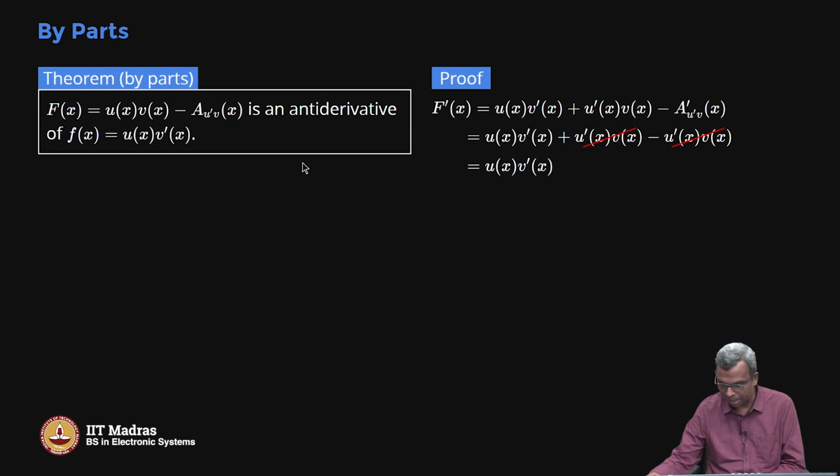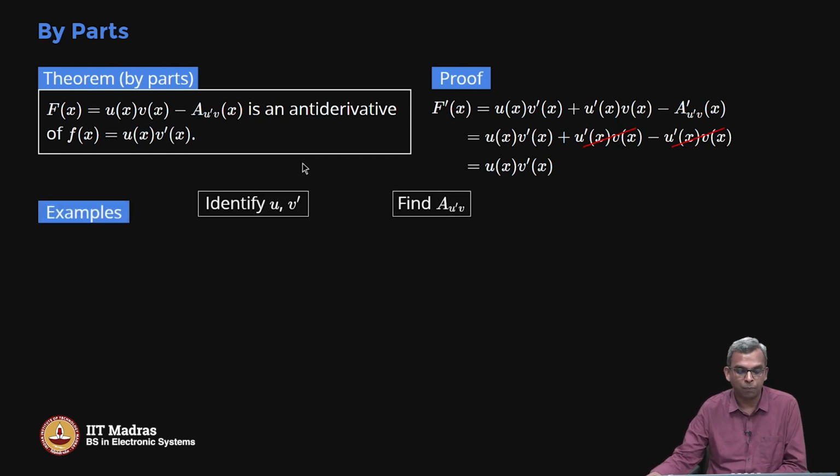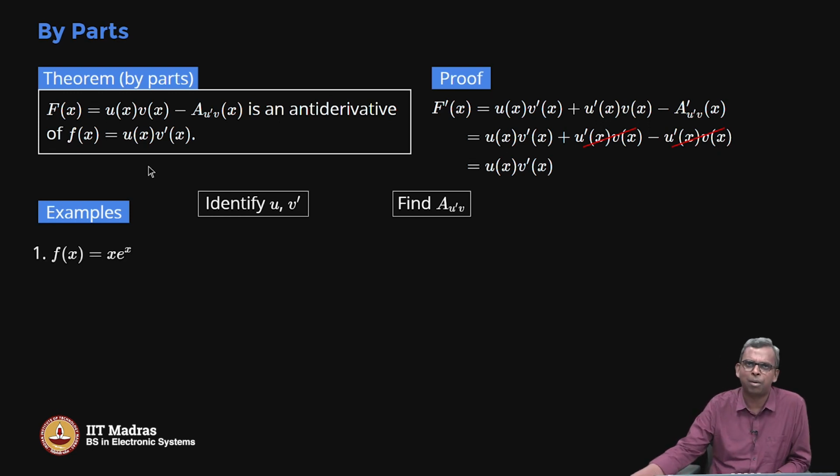So let me show you a few examples to illustrate what I mean, okay. The example proceeds in this fashion. You have to identify the u and v prime, okay. In substitution, you have to identify some subfunction and substitute, right? In parts, you have to identify the u and v prime, and then you find the antiderivative of u prime v, okay. This antiderivative of u prime v should be something easy to find. Then find the antiderivative of u v prime, okay. I'll show you some examples. It has some very powerful, nice examples.